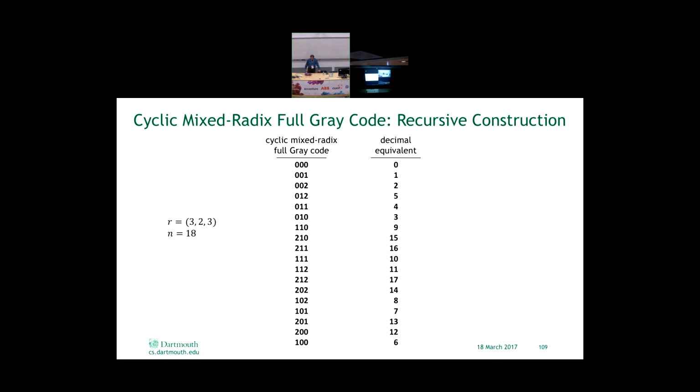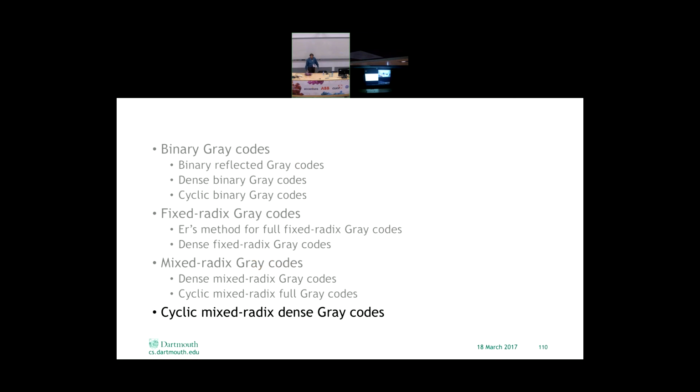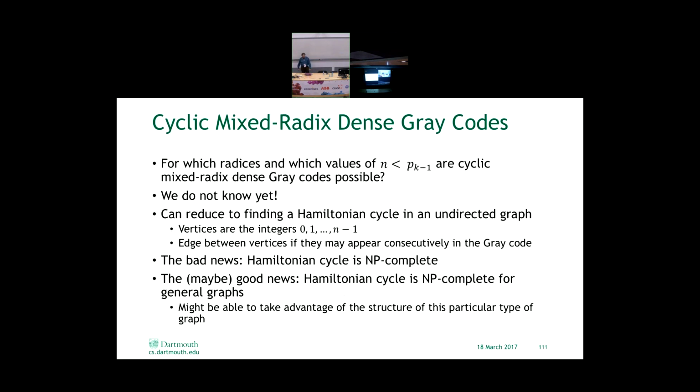And you guys know what a Hamiltonian cycle is? It's a cycle in an undirected graph that visits every vertex exactly once. Of course, it starts and ends at the same place. Well, that's what we're looking for here, right? Every vertex would be a number in the gray code, and we want it to be cyclic. So that's great. We've reduced it to an NP-complete problem. Yay!